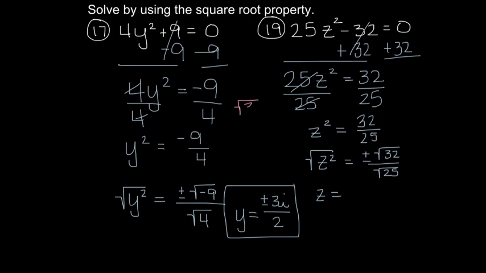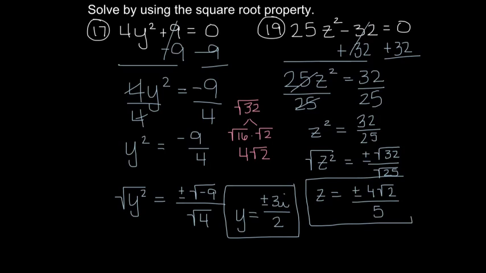The square root of 32 can be broken down into the square root of 16 times the square root of 2. I chose 16 because it's a perfect square. The square root of 16 is 4, and the square root of 2 just stays the square root of 2. So when I simplify my fraction, plus or minus the square root of 32 becomes plus or minus 4 square roots of 2. And that's all over the square root of 25, which is 5. So my answer is z equals plus or minus 4 square roots of 2 over 5.